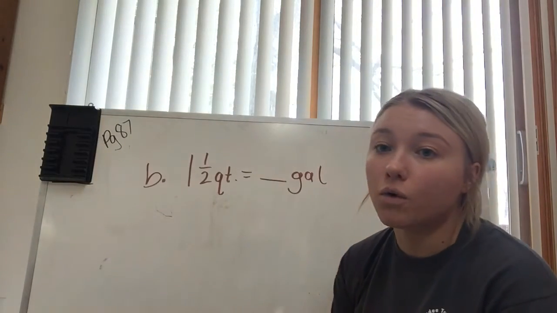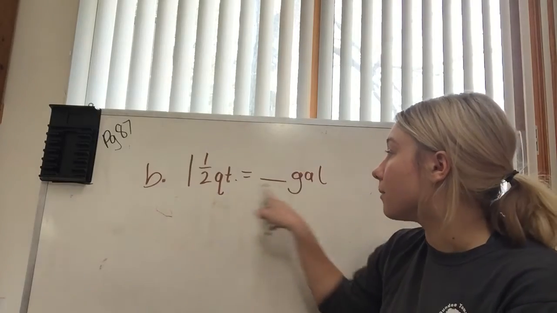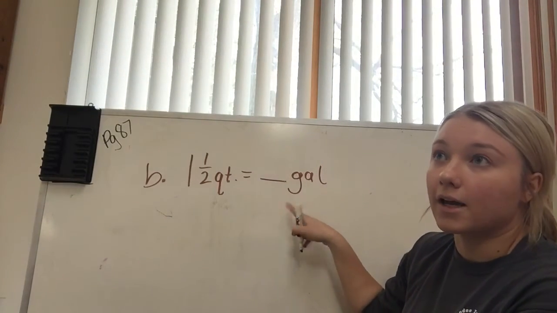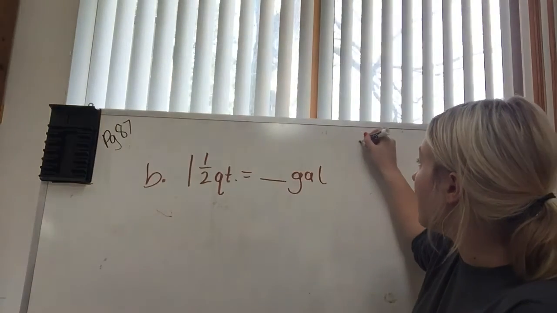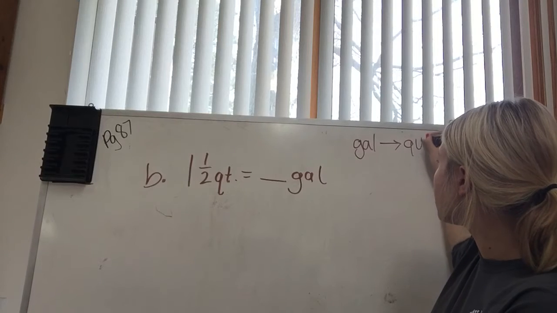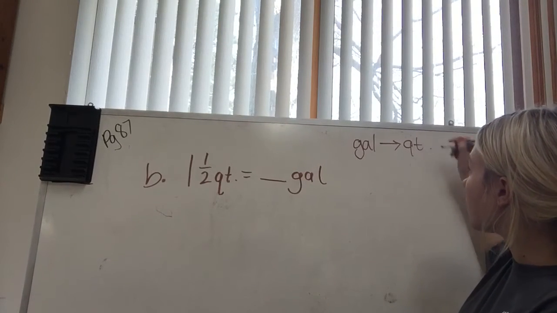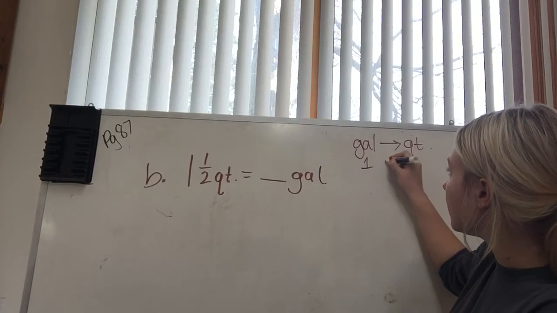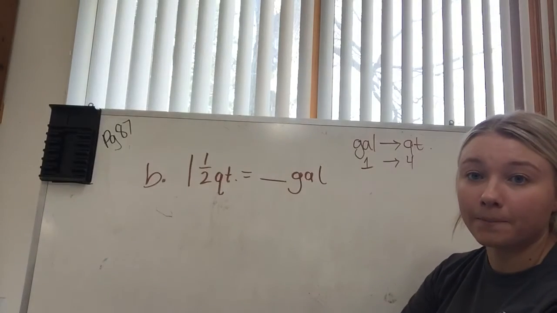All right, so the first one that we're going to do is 1 1/2 quarts equals how many gallons? Well, I know that quarts are smaller than gallons, so that means that we're going from smaller to larger. So I'm going to say, okay, well, that means that I'm going to multiply by a fraction, because if we were going from gallons to quarts, I know that for every 1 gallon, there are 4 quarts, okay?